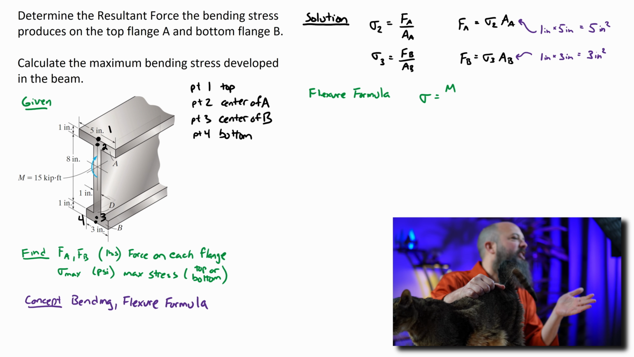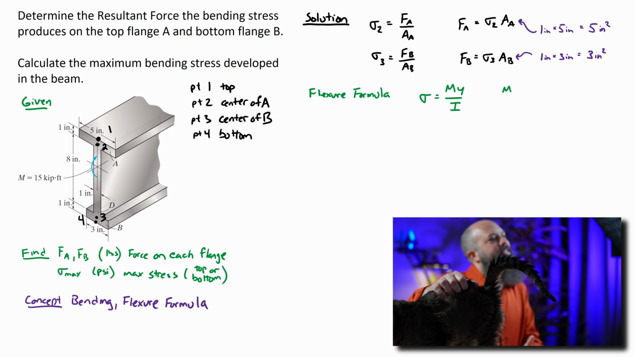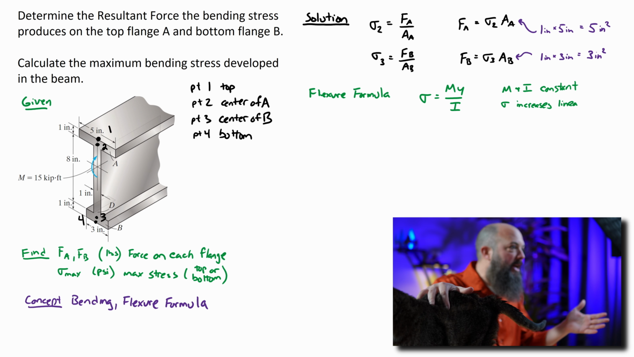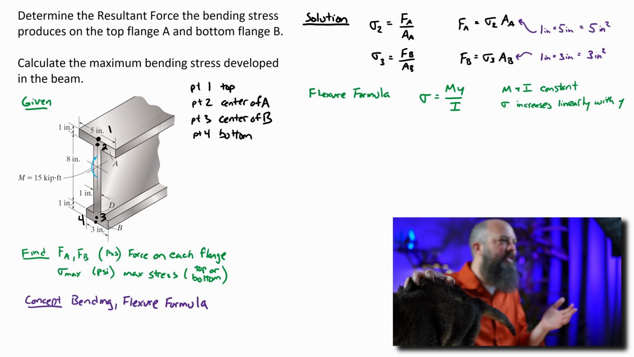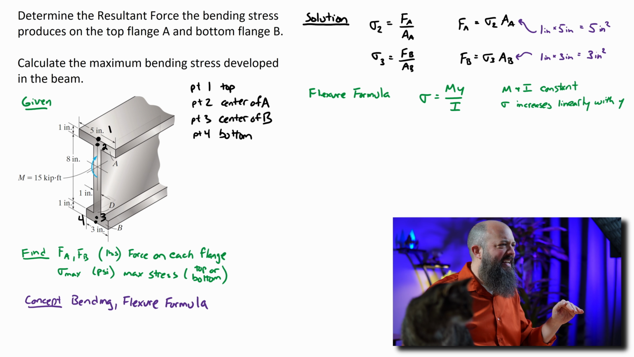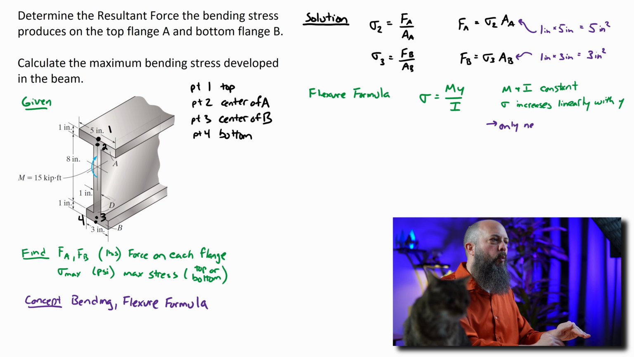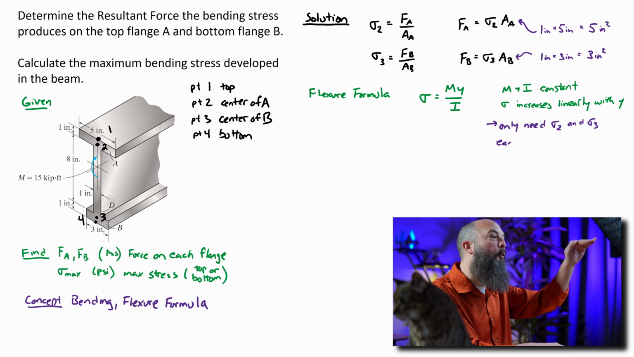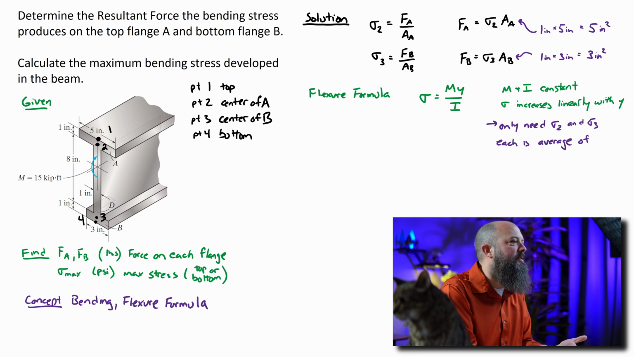Now M is going to be the bending moment applied to the beam. I is also a constant. It's just based on the area of the beam, right? It's the area moment of inertia. So it's really only Y that is a little bit variable, in that Y changes at different parts of the beam, right? It's how far away you are from the neutral axis.